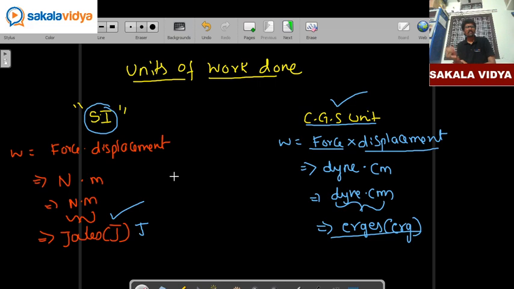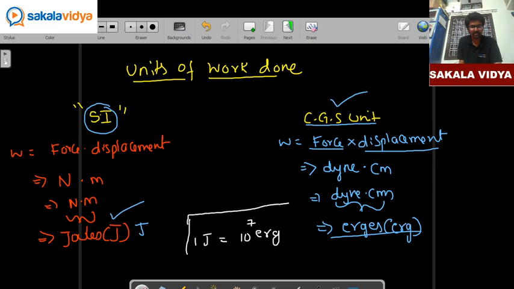So is there any interconversion of SI units to CGS units? Yes, we have the interconversion of SI units of work done into CGS units. So remember students, 1 joule is equal to 10 to the power of 7 ergs. Can we justify your answer? Yes. So how is 1 joule equal to 10 to the power of 7 ergs? Okay, let us derive it.